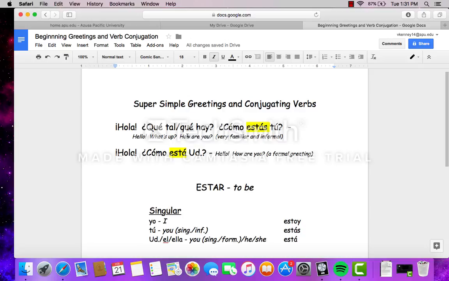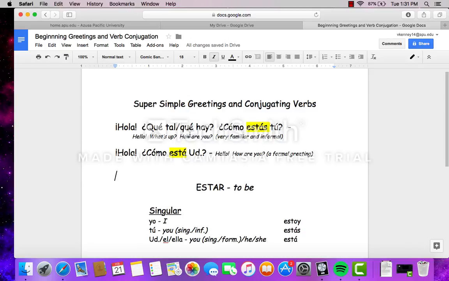It means hello, what's up? What's going on? How are you? Very familiar, very informal, especially this part right here. ¿Qué tal? ¿Qué hay? Okay, I'm using just the slash to separate these two phrases, which are very common and very familiar. I think these are primarily used in the Caribbean, Latin American cultures, maybe not so much in Central America. I don't think it's used in Spain at all.